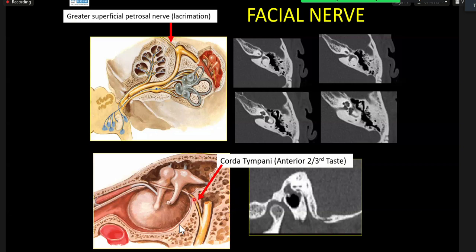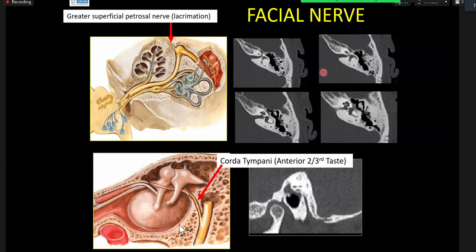And as is seen on this diagram, it descends down like this. So this portion, this nerve, is the greater superficial petrosal nerve. We can see this very well here. The labyrinthine portion is visible here. This is the geniculate ganglion.